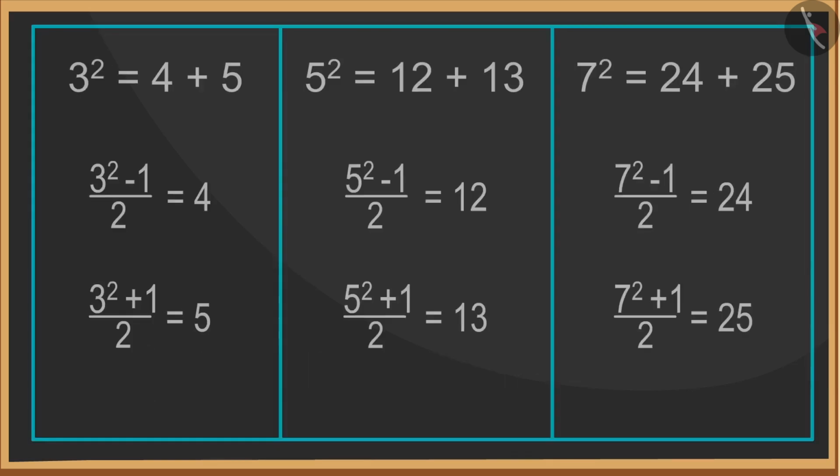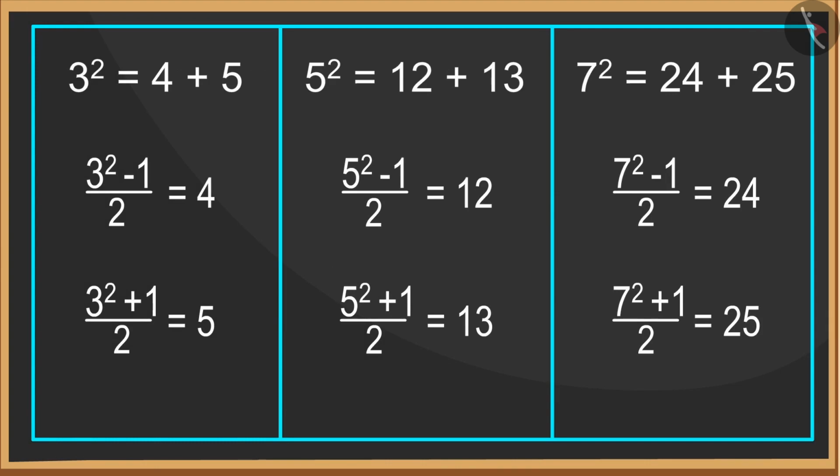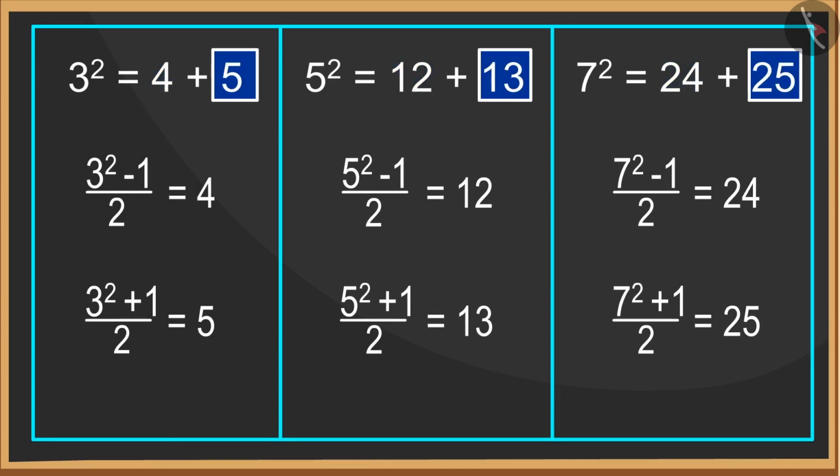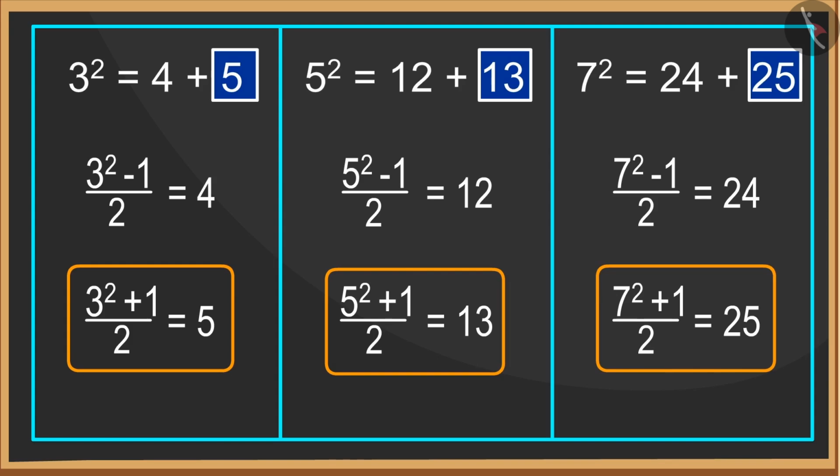If you pay attention, you will notice that the first consecutive number is obtained by subtracting 1 from the square number and dividing by 2. The second number is obtained by adding 1 to the square number and then dividing the sum by 2.